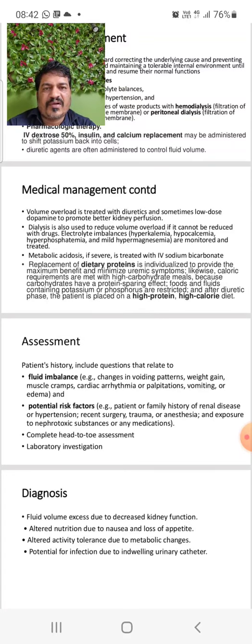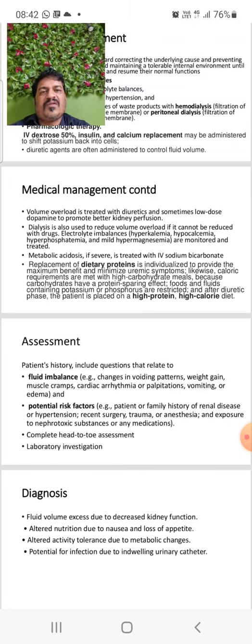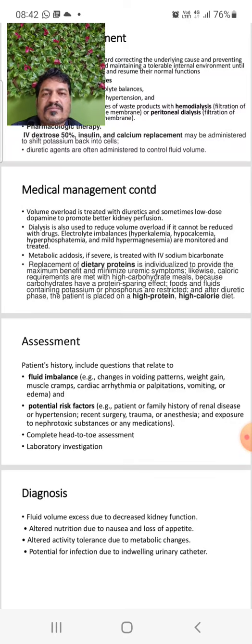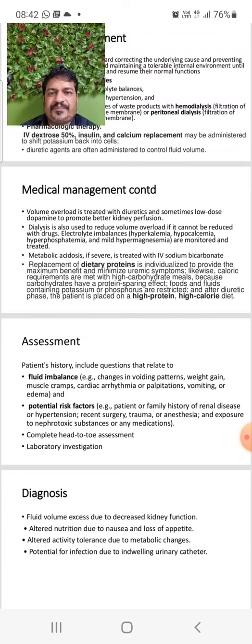Electrolyte imbalances like hyperkalemia, hypocalcemia, and hyperphosphatemia, with mild hypoglycemia, are monitored and treated. Metabolic acidosis, if severe, is treated with IV sodium bicarbonate. Replacement of dietary proteins is individualized to provide the maximum benefit and minimize uremic symptoms. Likewise, caloric requirements are met with carbohydrate meals, while potassium and phosphorus are restricted, and after the diuretic phase the patient is placed on a high protein, high calorie diet.